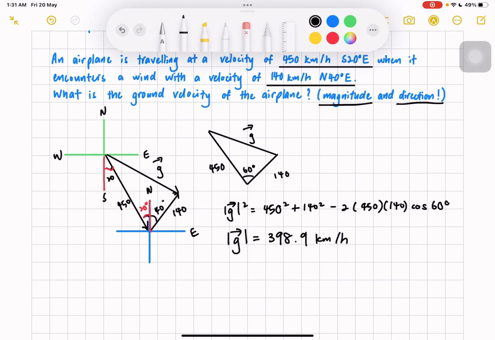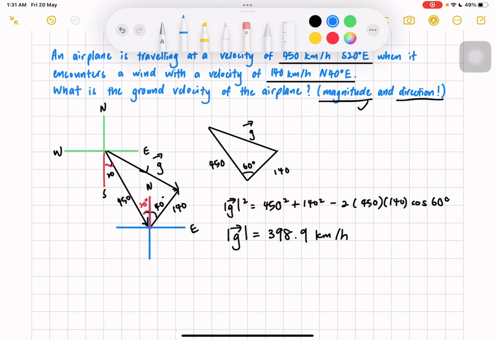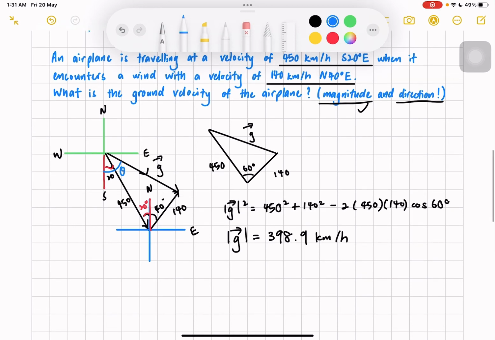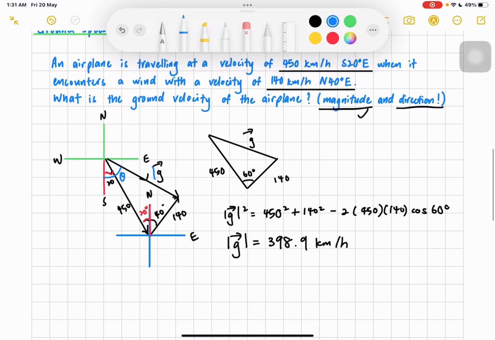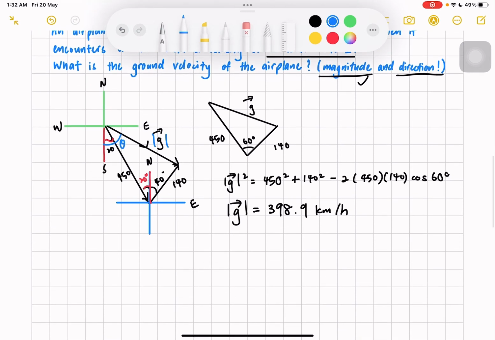Okay, so now we have found the magnitude, we still need the direction. We need to find the direction of this line. So the direction would go from here to here. We already know this is 20. Now we just need to find this angle. Let us label it as theta. Since we have the magnitude of this line, we can use the sine law to find theta.